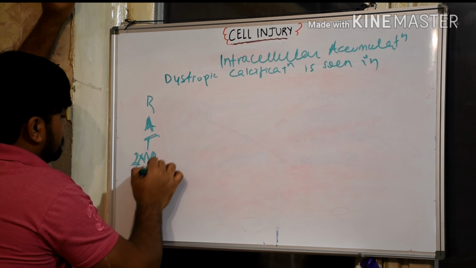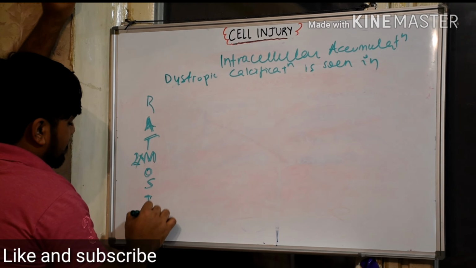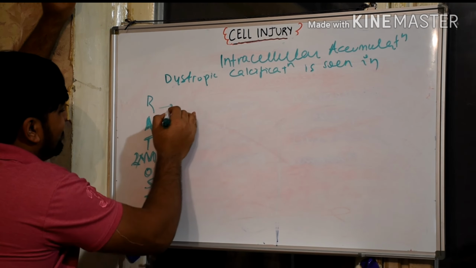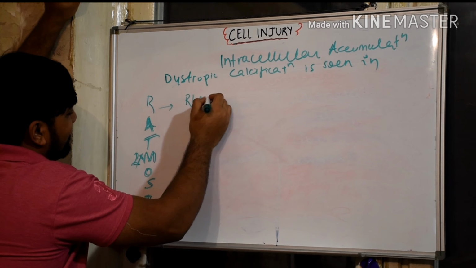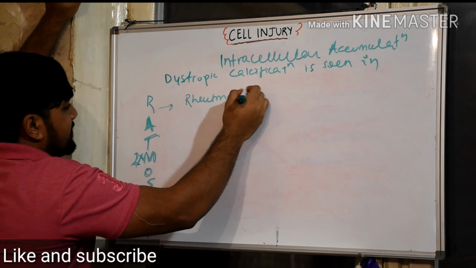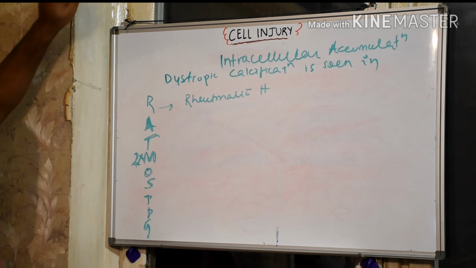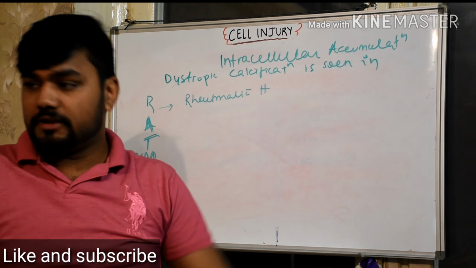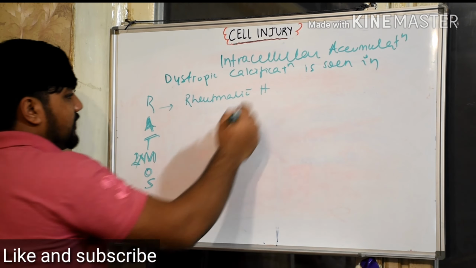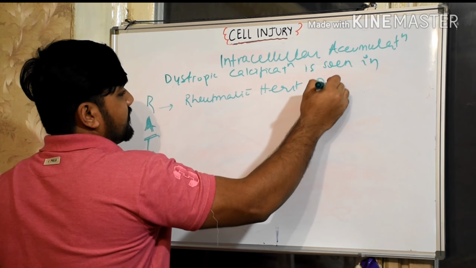Yeah. R for rheumatic fever. Okay, one by one. R for rheumatic heart disease. Rheumatic heart disease, the acute condition, first rheumatic fever will occur, then rheumatic heart disease. So rheumatic heart disease. Okay, H-A-R-T, heart disease.